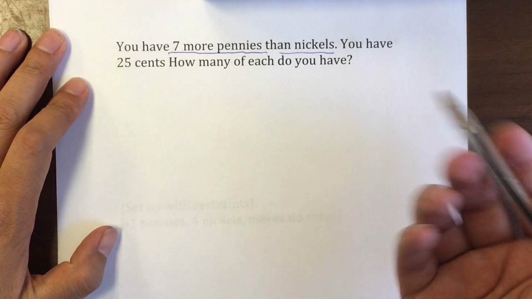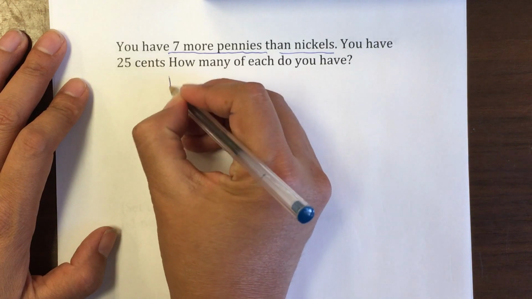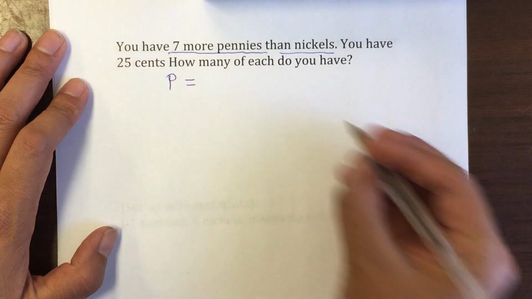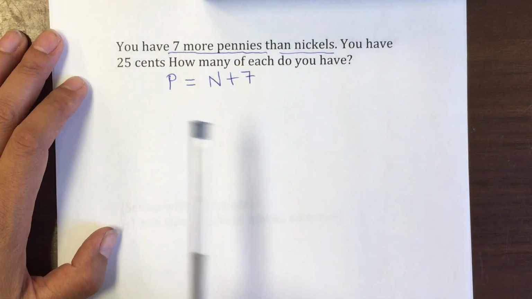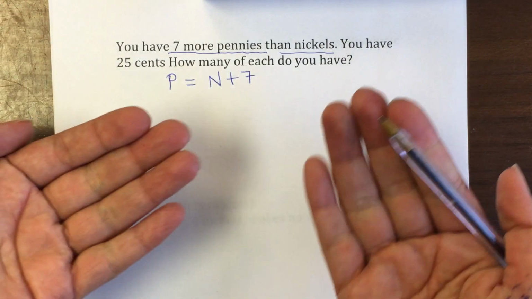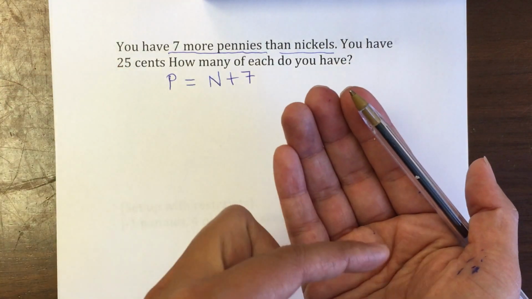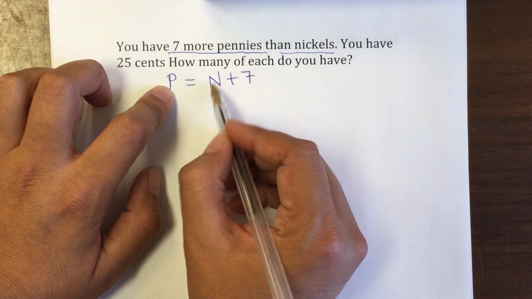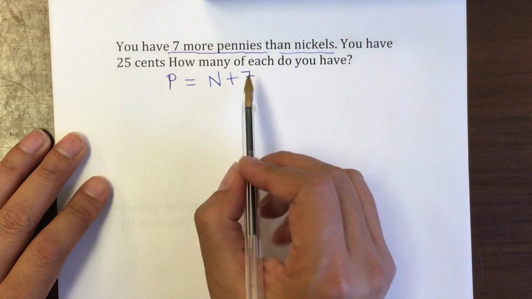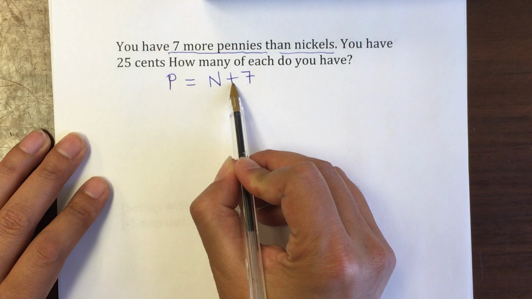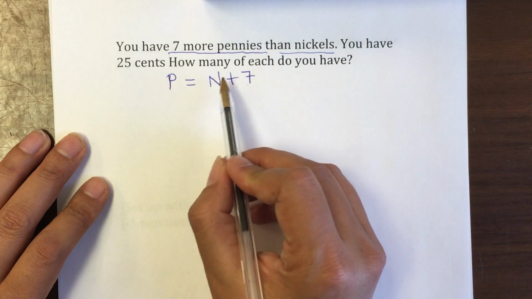Okay, so what do we have more of? Well, 7 more pennies than nickels. So my pennies is equal to the number of nickels that I have plus 7 more. If you put it in a balance, the pennies are equal to the number of nickels plus 7 more, because I have to add a number to the nickels to know how many pennies I have. Some people read it as 7 more than the nickels. My pennies are equal to 7 more than the nickels I have.